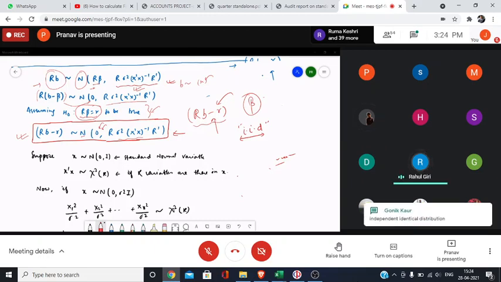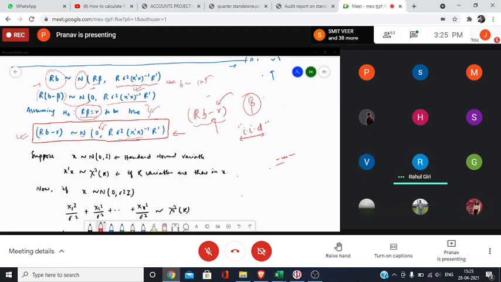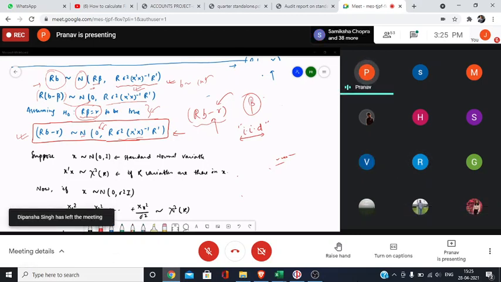Independent identical distribution. Yeah. Since each element in that distribution would have the same probability function. Correct. I'm sure that you are aware of something called the central limit theorem, right? Yes, sir. So the central limit theorem comes from IIDs only.